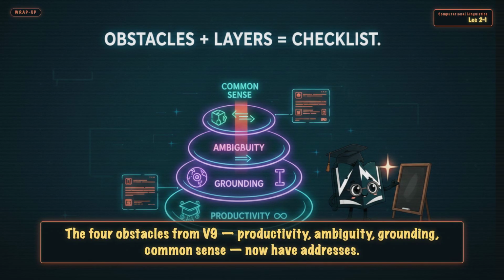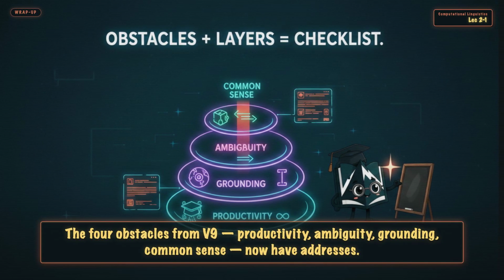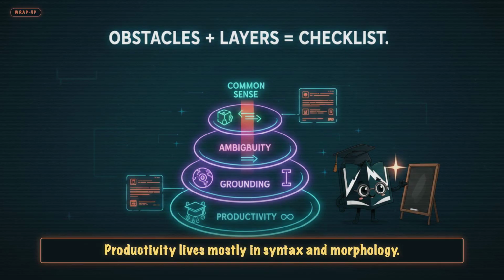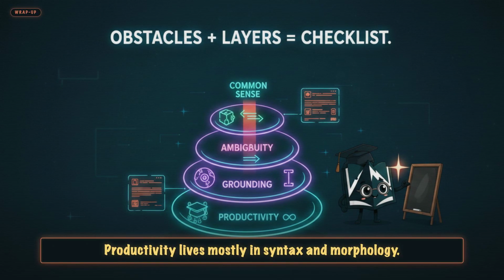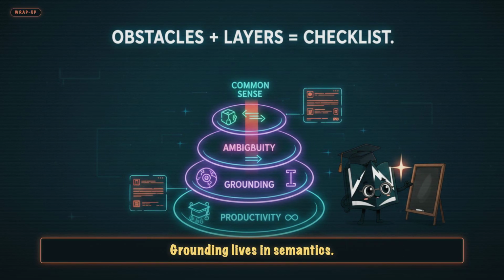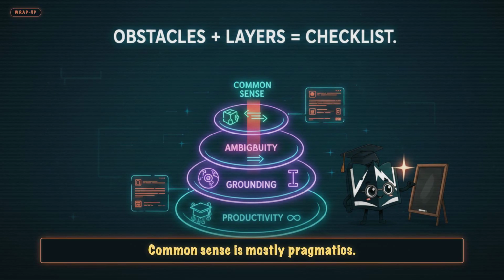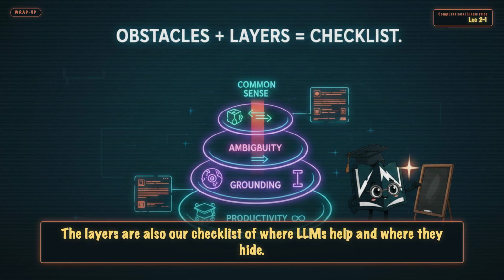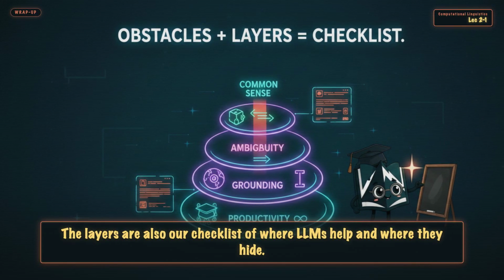Back to the puzzle. The 4 obstacles from V9, productivity, ambiguity, grounding, common sense, now have addresses. Productivity lives mostly in syntax and morphology. Grounding lives in semantics. Ambiguity is everywhere. Common sense is mostly pragmatics. The layers are also our checklist of where LLMs help and where they hide.